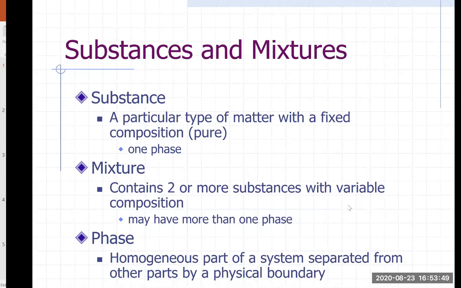Again, the oil in water is heterogeneous. The sodium chloride in water is homogeneous. One phase homogeneous, multiple phases heterogeneous.